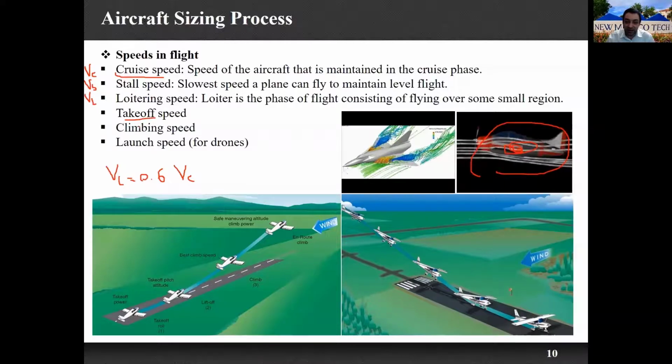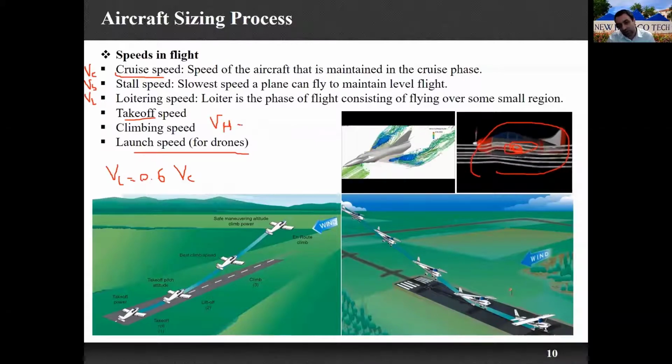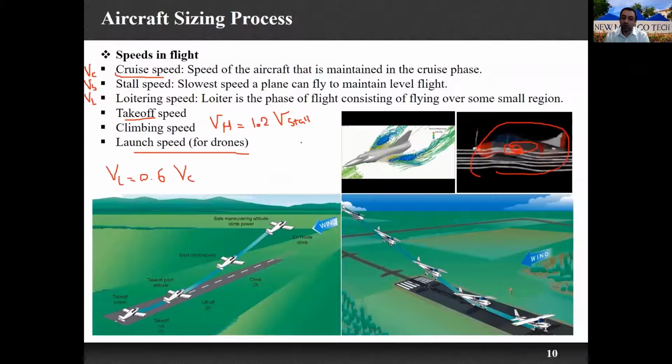The takeoff speed and climbing speed are also important, and the launch speed is specifically for drones. If you have a drone and we need to launch it with a specified speed, how are we going to calculate that? For a fixed wing micro aerial vehicle, or micro unmanned aerial vehicle, your hand launch speed should be almost equal to 1.2 of your stall speed. So 1.2 of the stall speed.